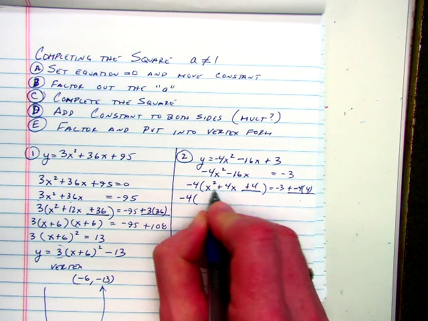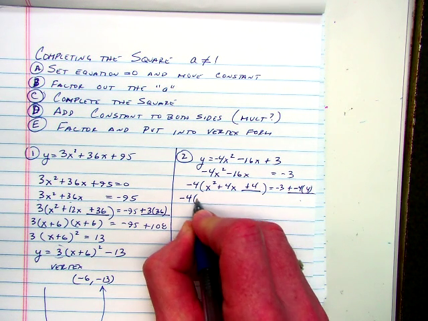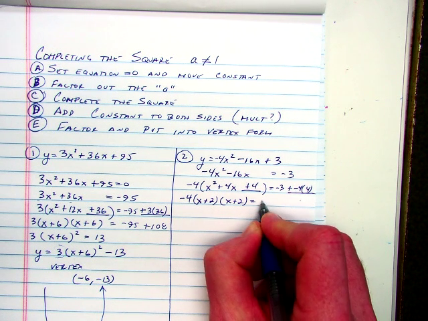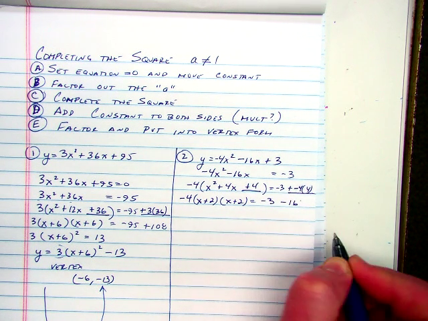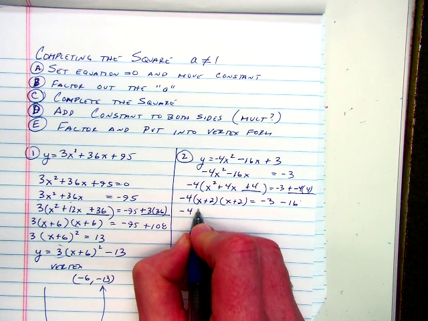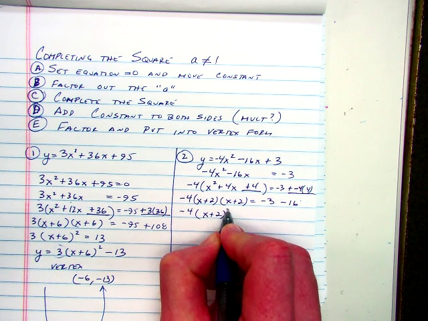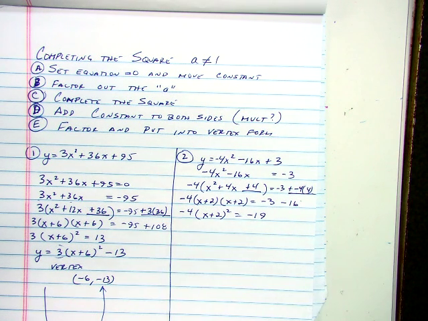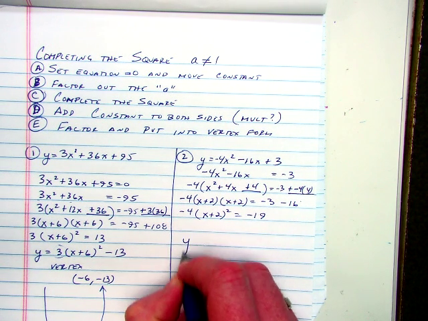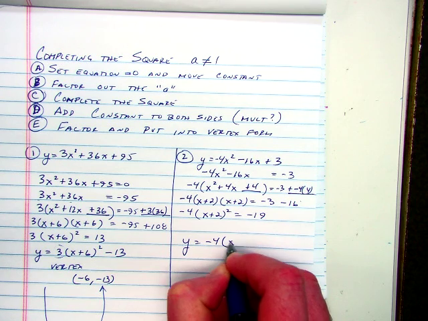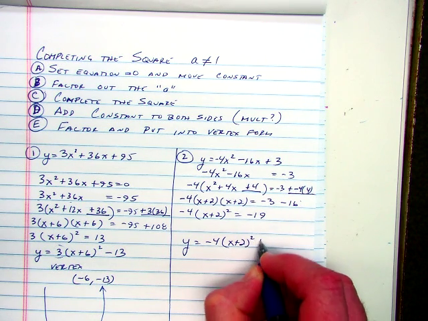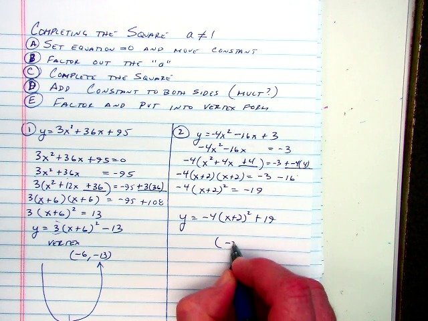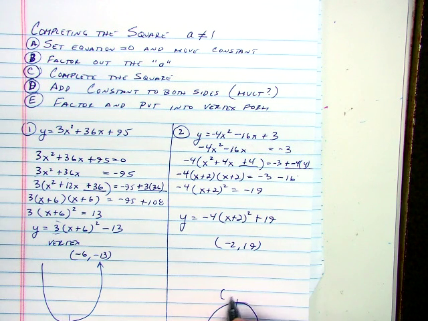So what are the two factors of 4 that get me to positive 4? It would be x plus 2, x plus 2. And here I get negative 3 minus 16. So this becomes negative 4, and this is now x plus 2 quantity squared equals, when I combine those, negative 19. Let's go put it into vertex form now. I get y is equal to negative 4 times x plus 2 squared plus 19. So that means my vertex is at negative 2, 19, which is what that point is.